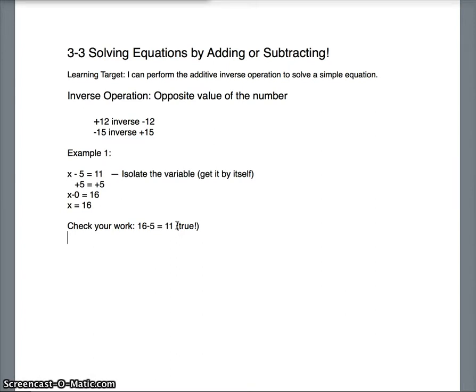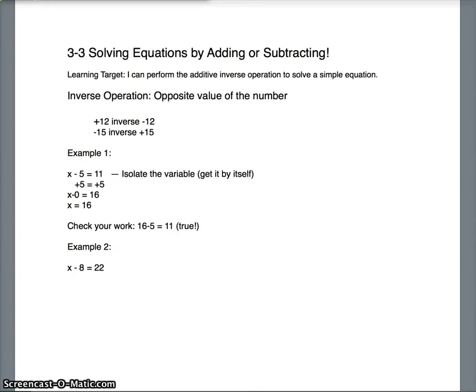All right, so go ahead and try this example on your own. This is example 2. And it's the same exact steps, just different numbers. So x minus 8 equals 22. Okay, so go ahead and pause the video and try that now.